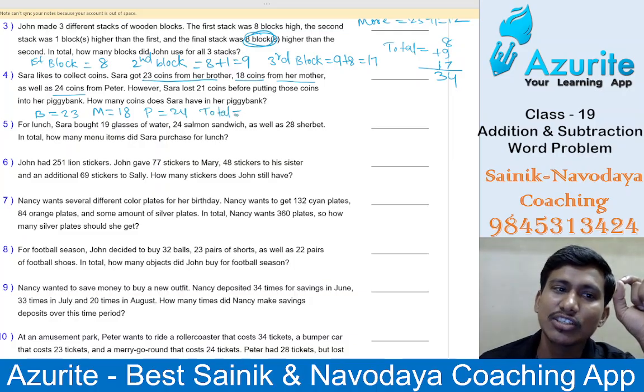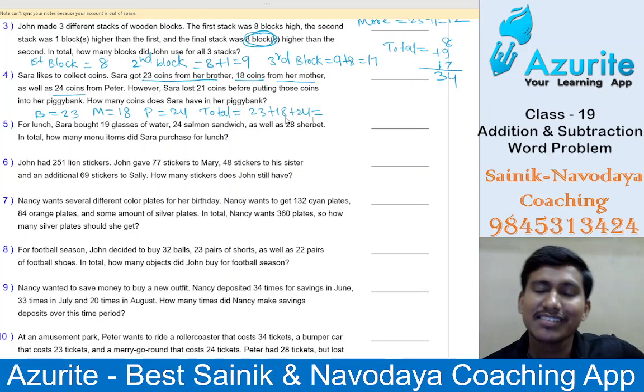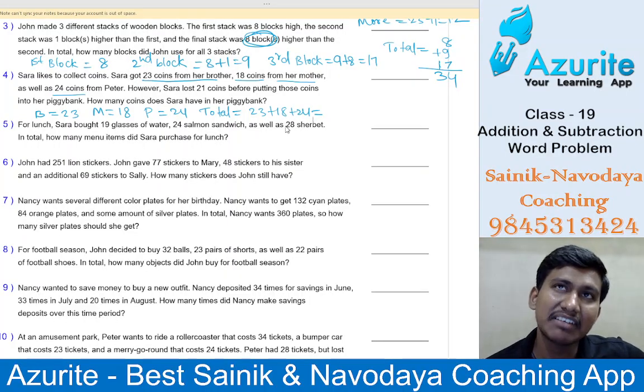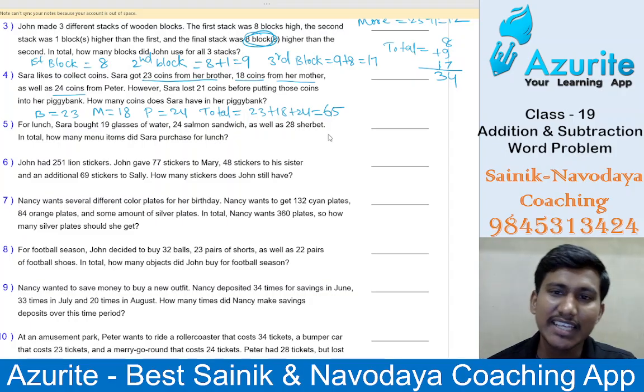So total she got 23 plus 18 plus 24. If you add, it will be how much? That is 48 plus 17. 48 plus 17 will be how much? That is 65. So 65 coins she got. So that will be 65 coins total if you add it.